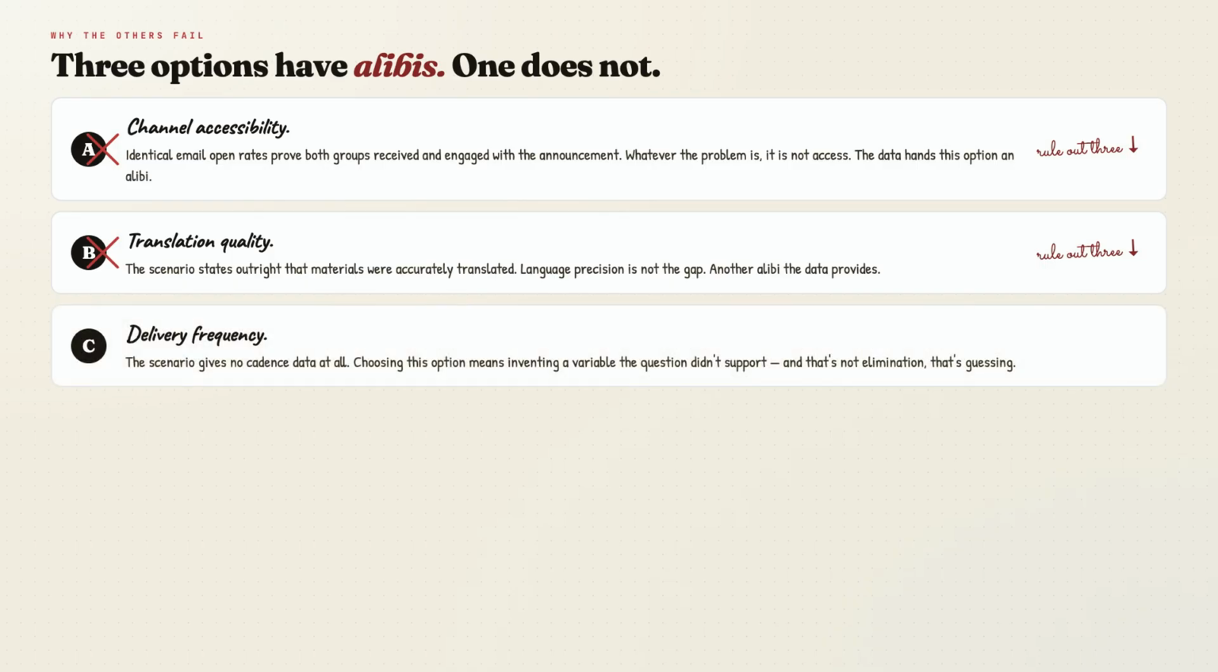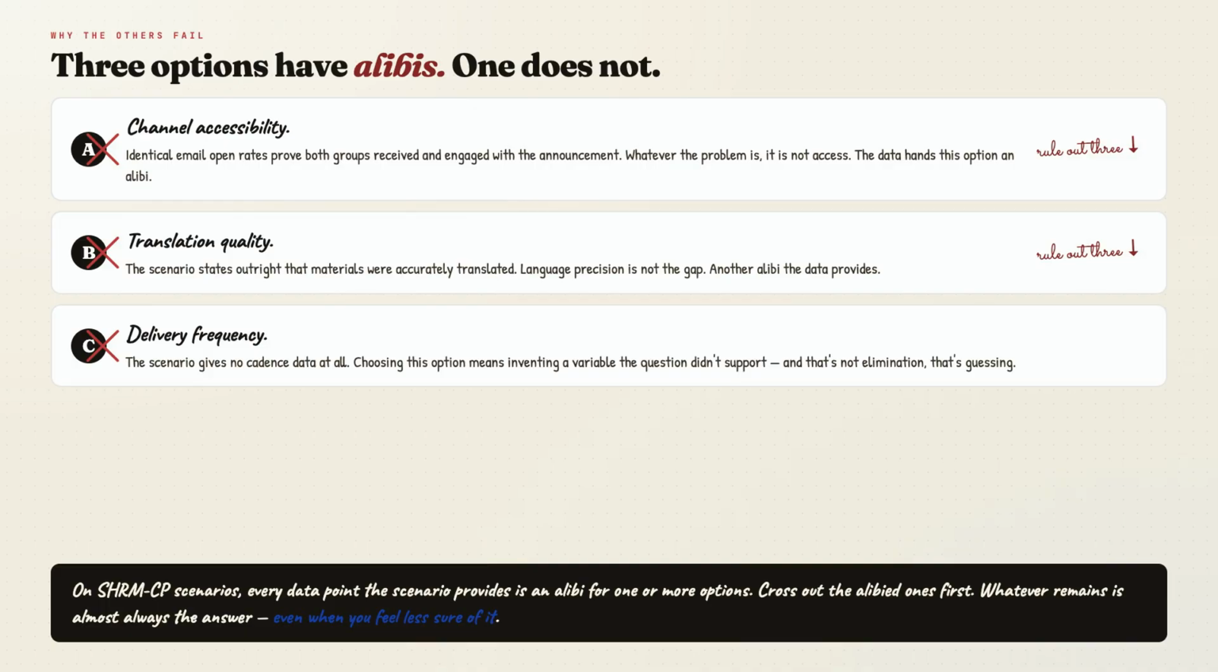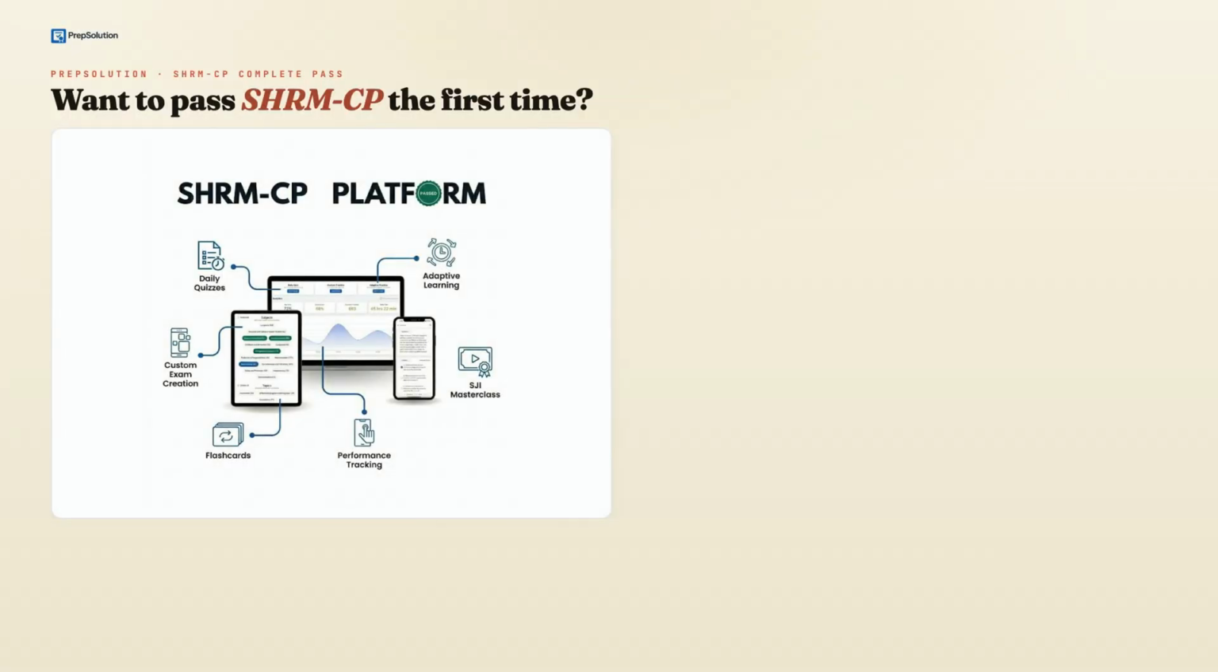Option C, delivery frequency. The scenario provides no data at all about delivery frequency differences. When a scenario doesn't give you evidence, you cannot build your answer on a variable it didn't mention. This is inventing a theory the question didn't support. The pattern to remember. On SHRM-CP scenarios, read every data point the scenario provides. Each one is an alibi for one or more answer options. Cross out the alibied options first. Whatever remains is almost always the answer, even when you feel less sure of it. That's elimination logic. And it is the skill SHRM-CP tests more than any other.